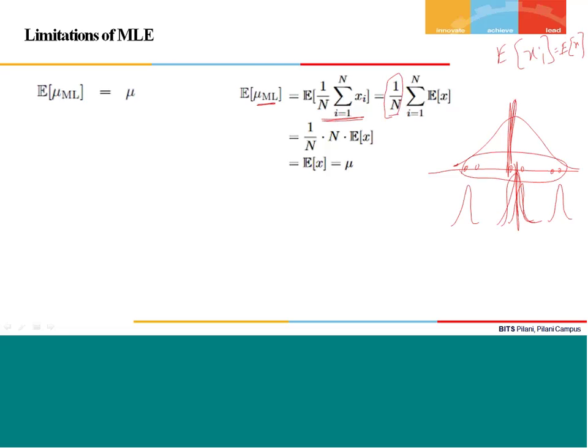So now I'm multiplying with n into E[x]. This n will get cancelled out, and you find that what remains is the expected value of x, and the expected value of x is mu. So this is the same.